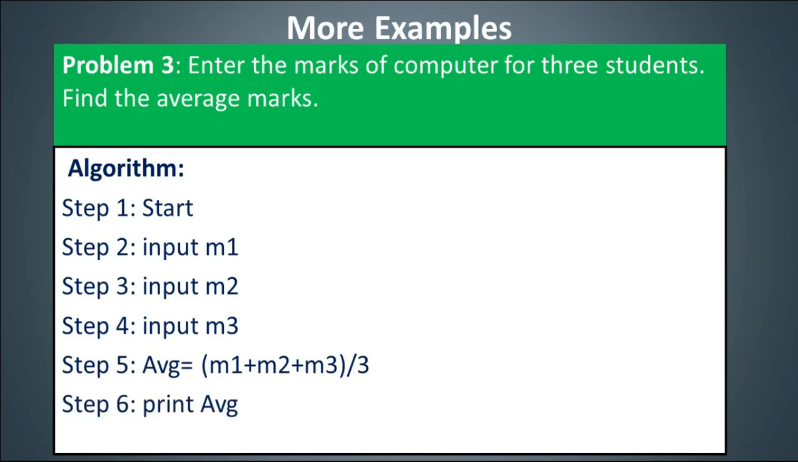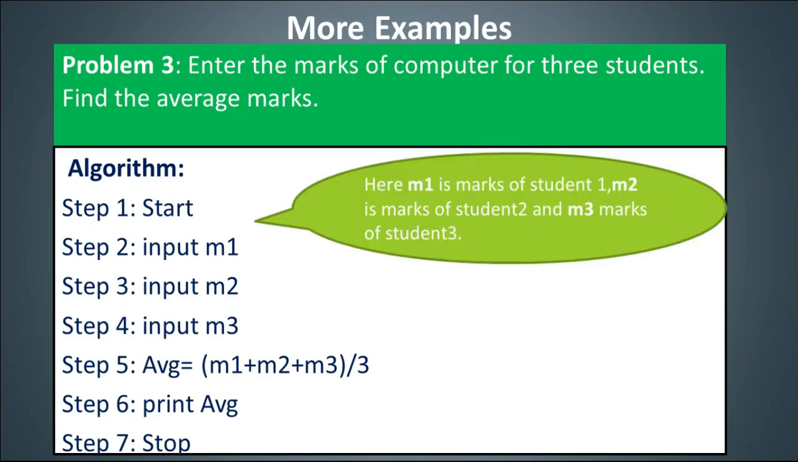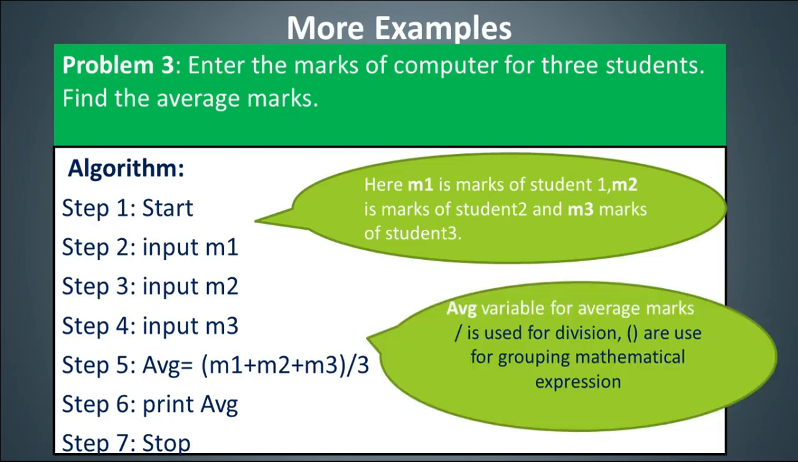Clear? So when the values are not given to you, you can write those statements like this: input M1, input M2, input M3. Clear? Now stop your algorithm, marking the end of the solution. So M1, M2, M3 are the variables used to store the marks of 3 students. Next, AVG, the same, storing the answer, the average; slash for division, brackets for parenthesis, grouping the expressions. Clear?